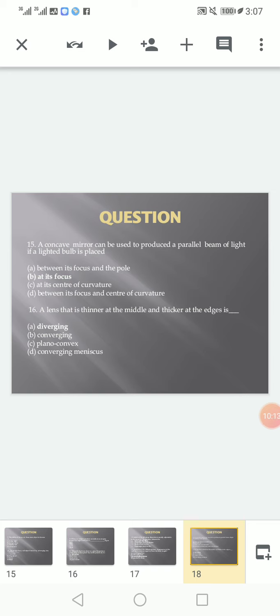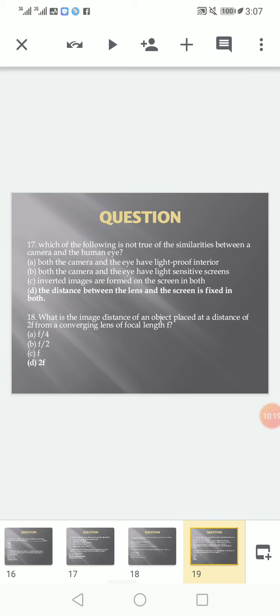A lens that is thinner at the middle and thicker at the edge is a diverging lens. Which of the following is not true of the similarity between the camera and the human eye? The answer is the distance between the lens and the screen is fixed in both. This is not true.